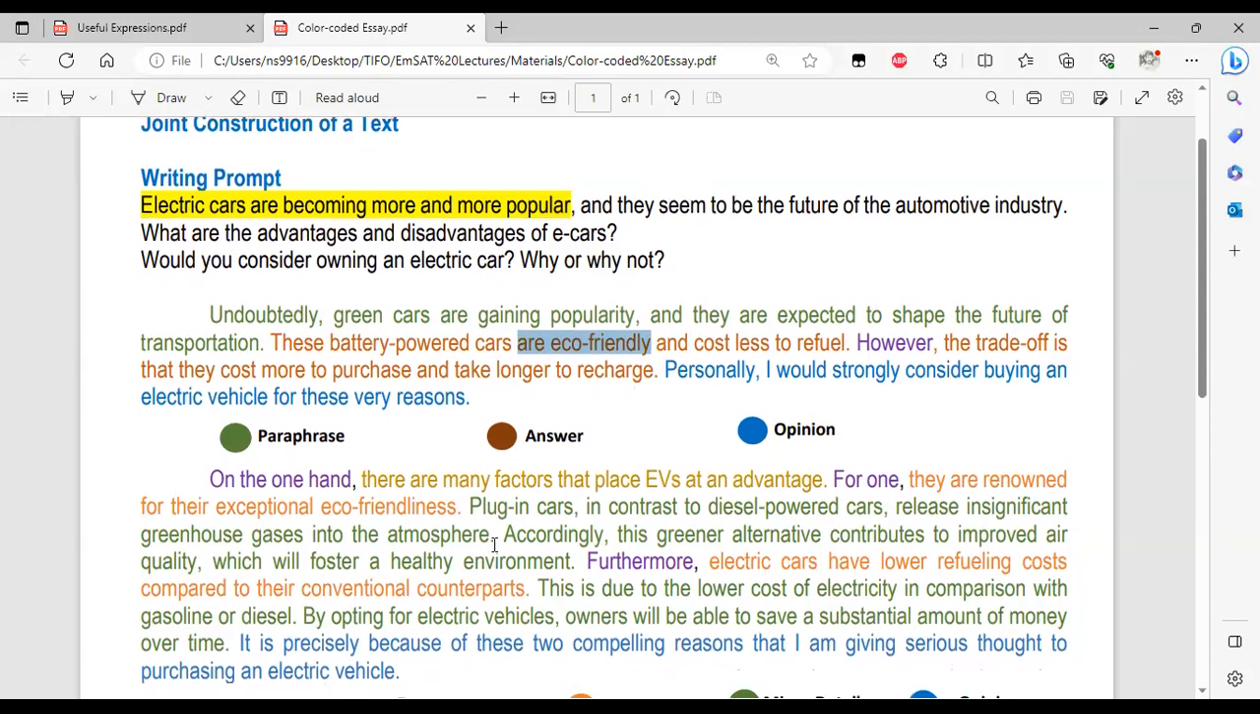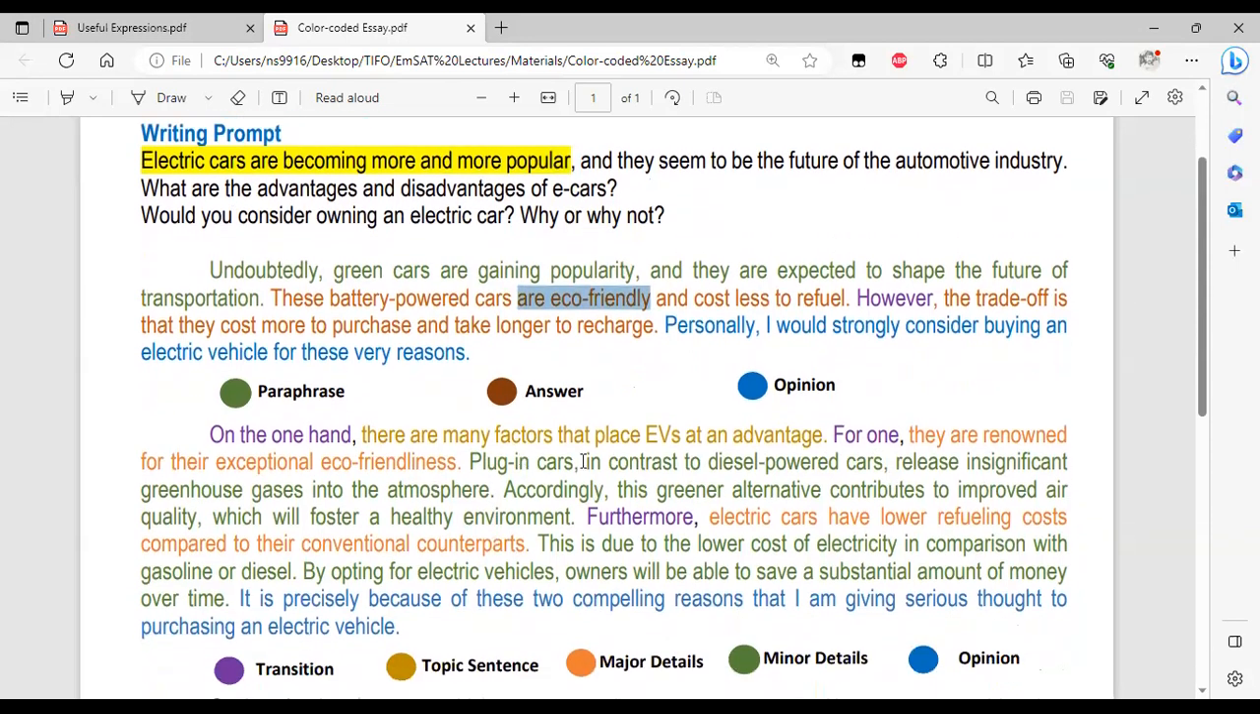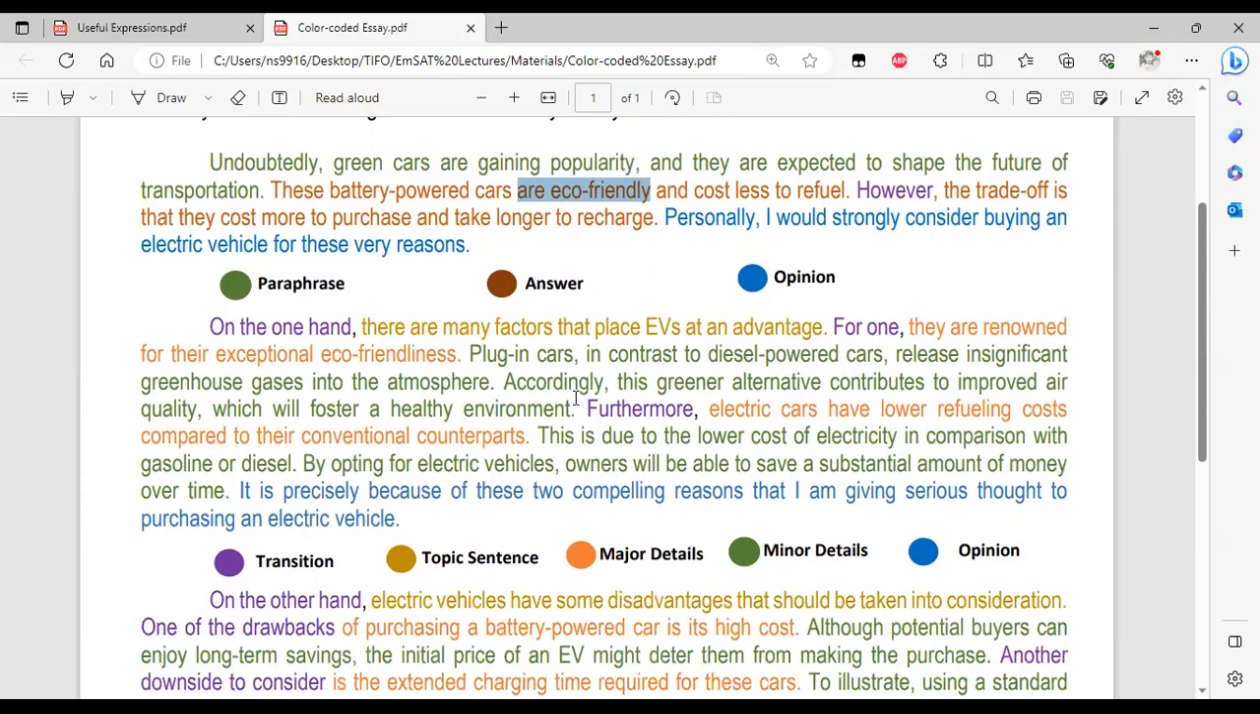Then I will do an explanation. I will explain. What did I say? Plug-in cars, in contrast to diesel powered cars, release insignificant greenhouse gases into the atmosphere. Accordingly, as a result, this greener alternative contributes to improved air quality which will foster a healthy environment. So I explained them. This is what you need to do.